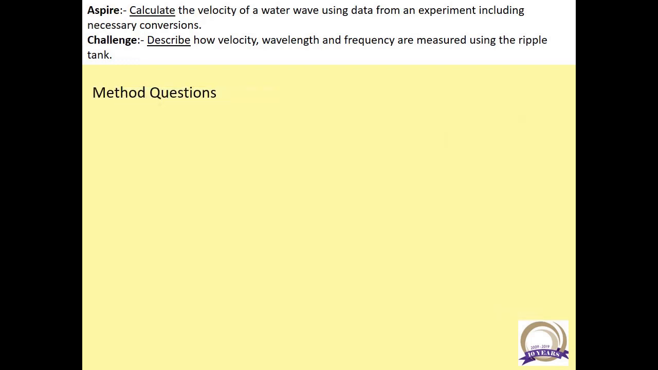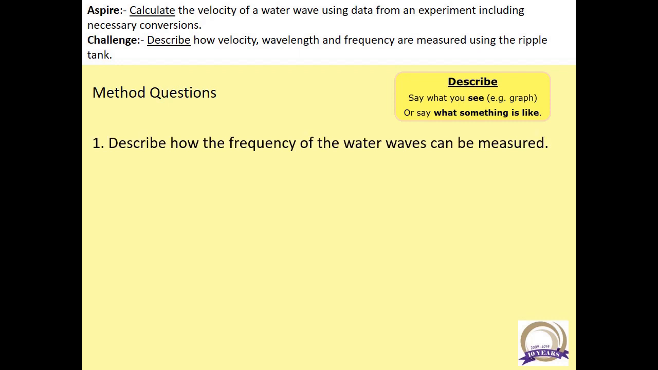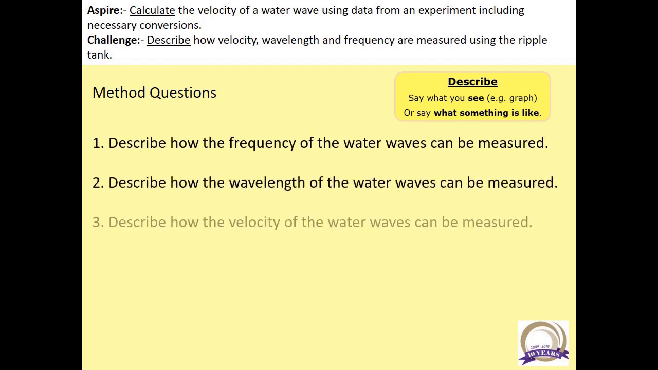So some method questions then. The first three of these are using the word describe, so you're explaining exactly how you do it, what you see when you're doing it. I'll put the first three up. Describe how the frequency of the water waves can be measured. Describe how the wavelength of the water waves can be measured. Describe how the velocity of the water waves can be measured.